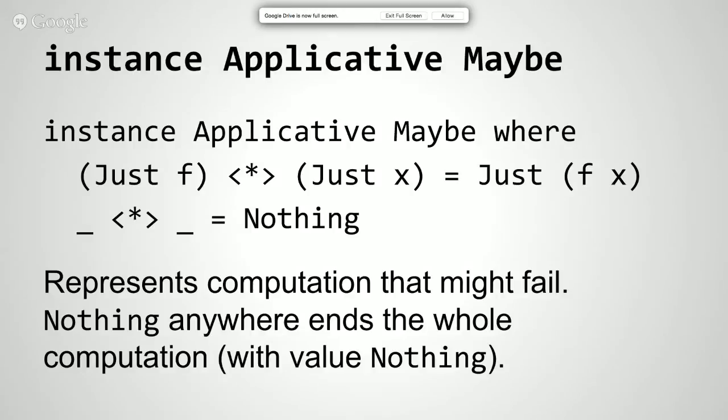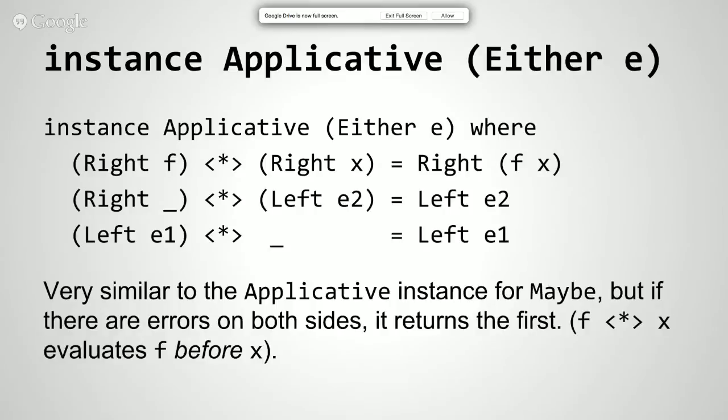This is not exhaustive. In fact, there we go. Either E is also an applicative. If you have Rights, that is, you've had no failures, then you get a Right of f of x. If either one is a Left, meaning a failure, then you fail. And if both sides fail, it returns the first, which means that the f, the left side, is always evaluated before, because it takes precedence.